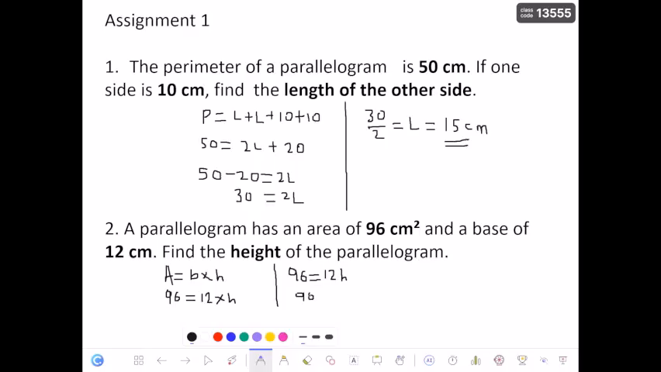So 96 divided by 12 will give us what? That will give us 8. Let me delete this first and put my H. So 96 divided by 12 will give us H, and that will be equal to 8. And the unit is cm, so don't forget to always put your 8 centimeters. So that is all with this one.